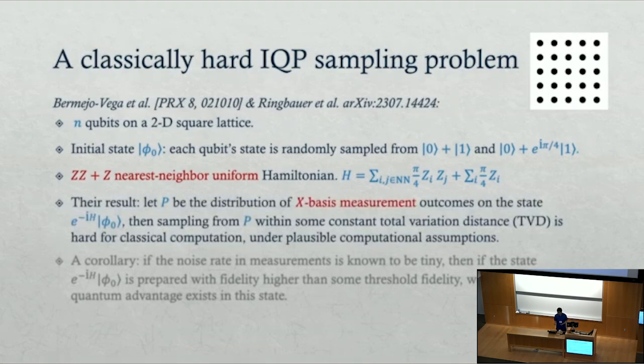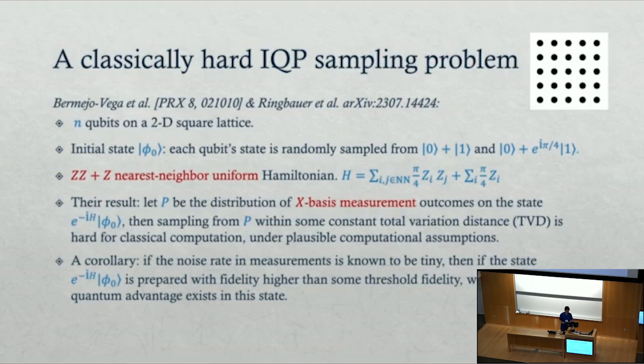So the result of this Bermejo-Vega et al. paper and the Rainbow et al. paper is that we let P be the distribution of all the X basis measurement outcomes on the state e to the minus iH acting on phi naught. That is basically the input state going through some unit time Hamiltonian evolution, where the Hamiltonian is the ZZ plus Z Hamiltonian. Then the X basis measurement outcomes from this state are in the distribution P, and sampling from this P distribution within some constant total variation distance, or TVD, is hard for classical computation under some plausible computational assumptions.